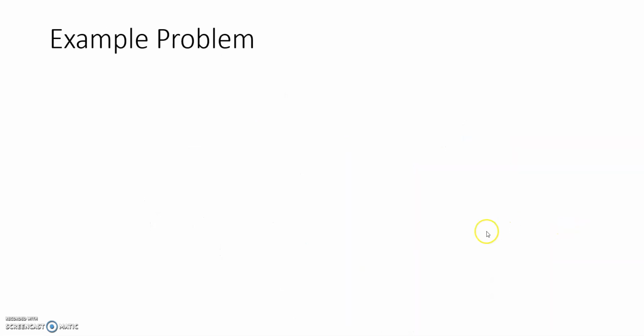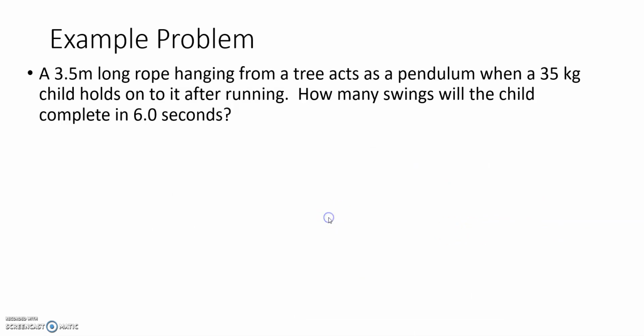Next, we'll look at some example problems. Our first problem is a 3.5 meter long rope hanging from a tree. It acts like a pendulum when a 35 kilogram child holds onto it after running. So essentially we have a rope swing here and a child swings, and we want to know how many swings they complete in 6 seconds. We want to know how many swings back and forth they complete in that time.